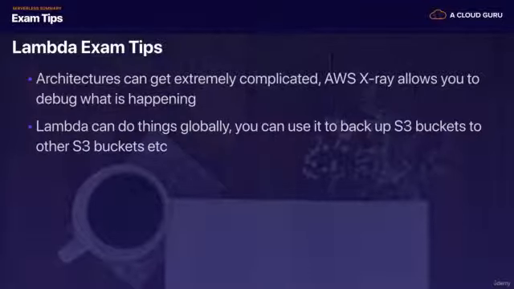And then Lambda can do things globally. So you can use it to back up S3 buckets to other S3 buckets. You can configure your functions to run at a particular time of day, at a particular time of week, sort of like cron. You can do a whole bunch of things with Lambda. So Lambda is a global service. And really go in there knowing your triggers, or even better, know what can't trigger Lambda.